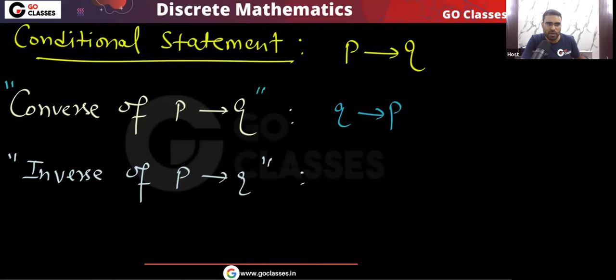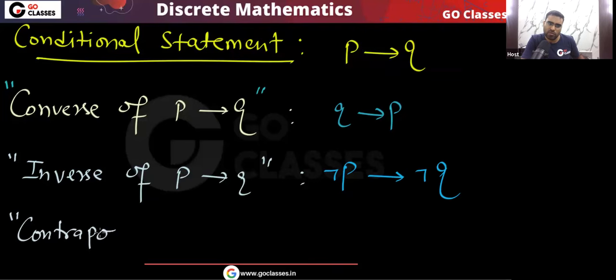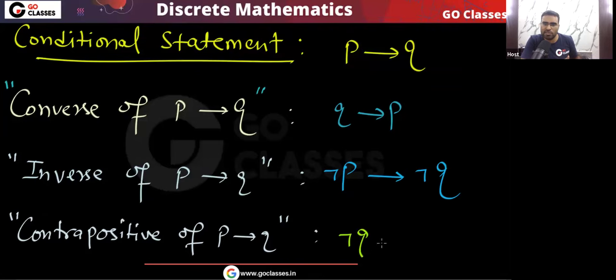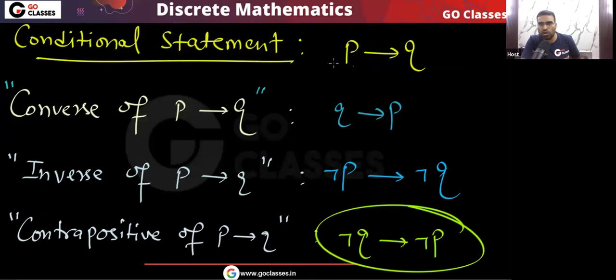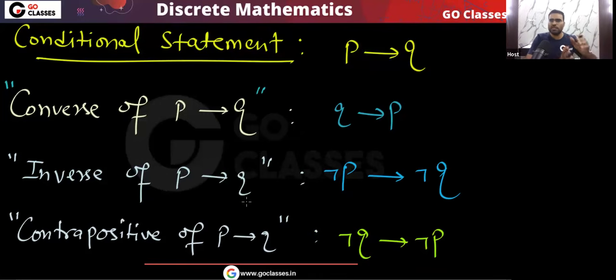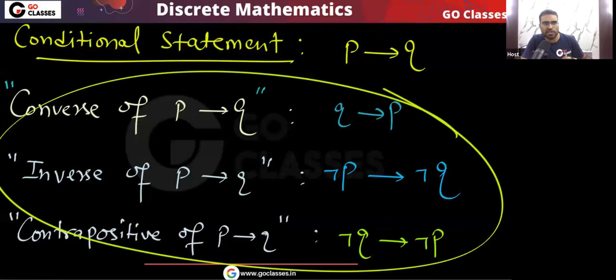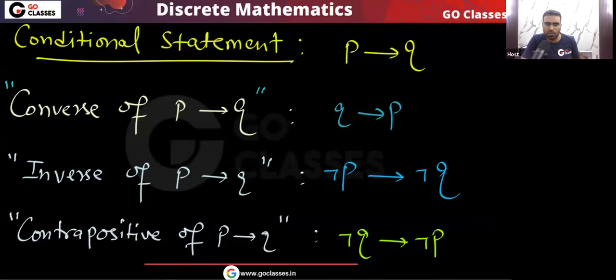So let's see what that is. Inverse of P implies Q, that is negation P implies negation Q. So remember, this is the inverse of this statement. And similarly, what is the contrapositive? How do we define the contrapositive of P implies Q? Let's see the definition. Which statement is the contrapositive of P implies Q? Negation Q implies negation P. This is the contrapositive of P implies Q. So these are just very simple definitions. All you need to do is understand the definition, remember it, and you can solve any question.